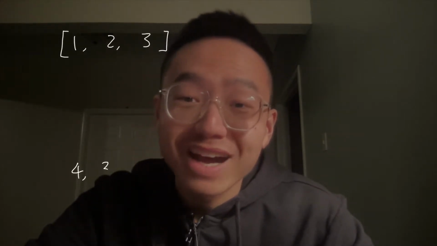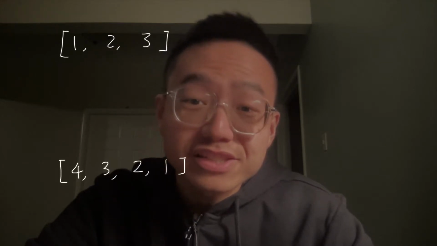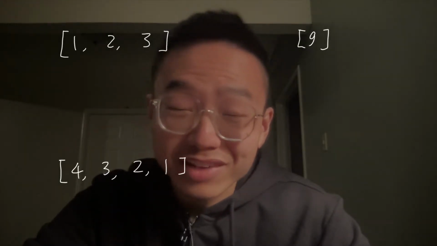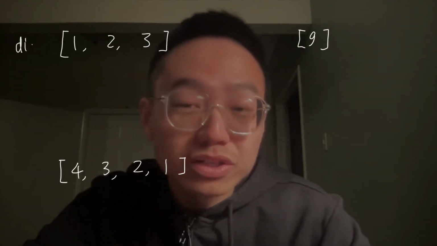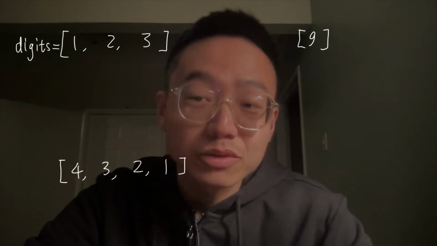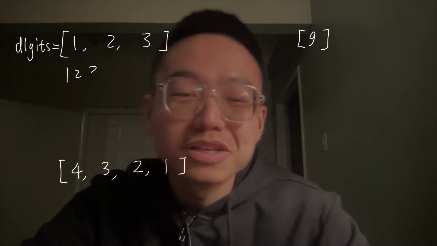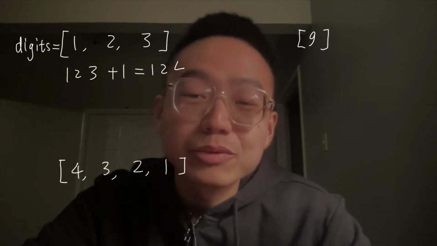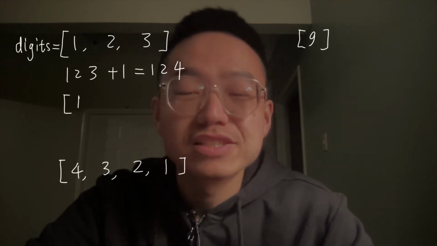Let's look at the question, Plus One. We are given a large integer represented as an integer array digits, where each digits[i] is the ith digit of the integer. The digits are ordered from the most significant to the least significant in left to right order. The large integer does not contain any leading zeros, so we should increment the large integer by 1 and return the resulting array of digits.